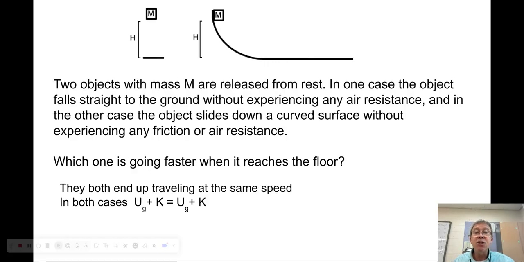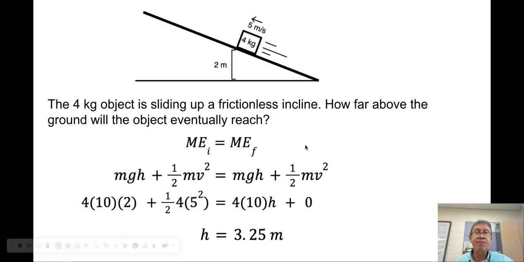And the easy way to solve it is to go, you know what? Here I had UG and I had no K. When I get to the bottom, I have K and no UG. And the UG is the same in both cases, so the K is the same in both cases. So we just want to solve it using mechanics. So here's how we do it.